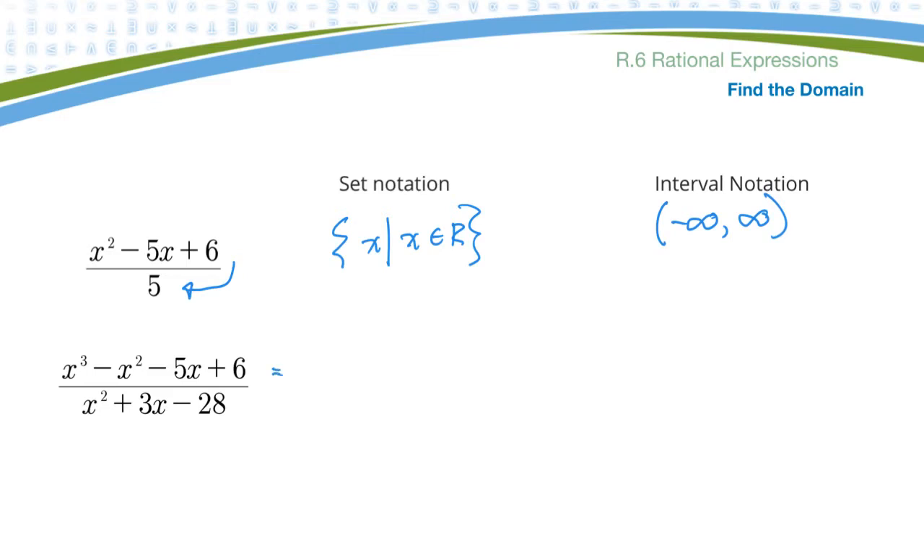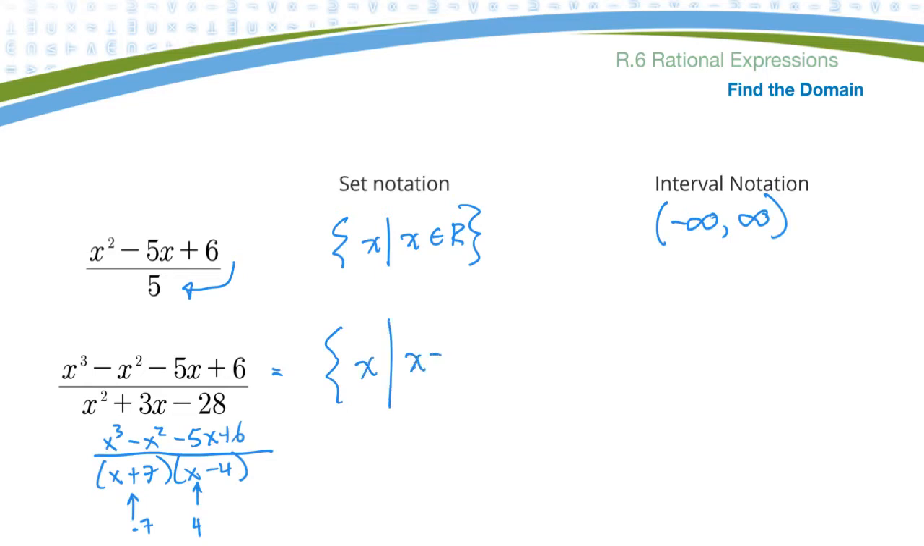Okay, this next question, you have, maybe I should simplify it below, x cubed minus x squared minus 5x plus 6 over, on the bottom I can factor that, so it'd be x plus 7, x minus 4. So the numbers that I don't want, that can't be part of the domain are negative 7 and a positive 4. So in set notation, you'd say something, use all the x's as long as x is not equal to negative 7 and x is not equal to a positive 4.